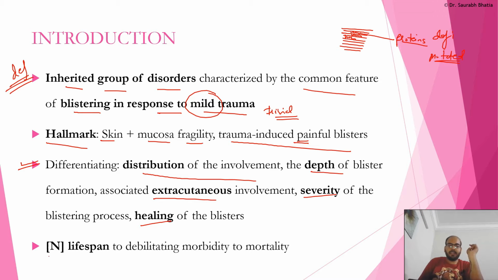Now, EB simplex has outcomes ranging from a more or less normal lifespan to debilitating morbidity to mortality. So it's a huge spectrum of outcome. The child might be normally okay for its entire life, or it could have significant morbidity and mortality. Okay, let's move forward.